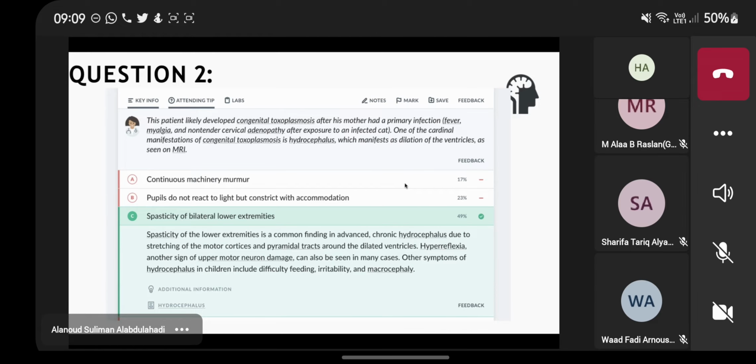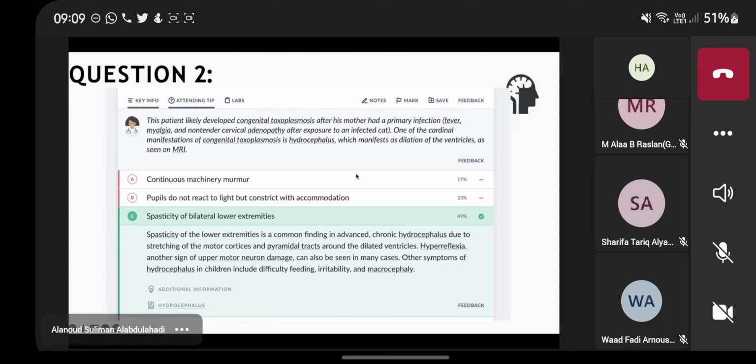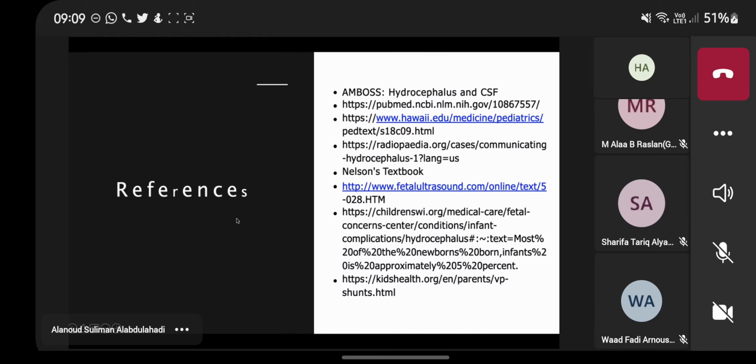Yes, thank you so much, Sama. And as he mentioned, the spasticity of the bilateral lower extremities is the common finding that is seen. I just wanted to mention that the mother had a week of fever, myalgia, diffuse rash, and bilateral non-tender cervical adenopathies. This can lead us to think that maybe there were complications in the pregnancy, which led to TORCH infections. And these are the references, and thank you, everyone.